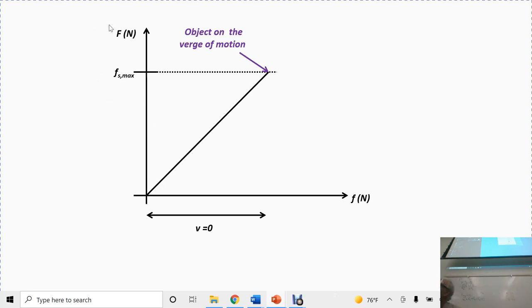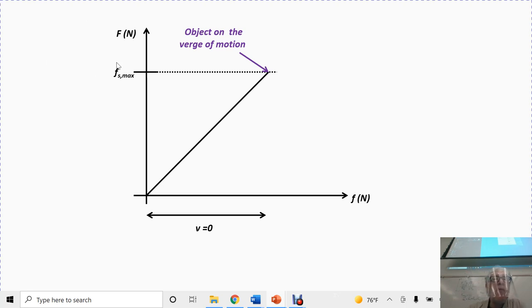I'm applying 1 newton right now. Force of static friction is 1 newton. I'm applying 2 newtons right now. Force of static friction is 2 newtons. The object is at rest, so net force has to be zero. It comes from Newton's second law. I'm applying 3 newtons now. The object is still at rest. Force of static friction is also 3 newtons. And then if I reach a maximum value, the object starts moving. Can you picture that?